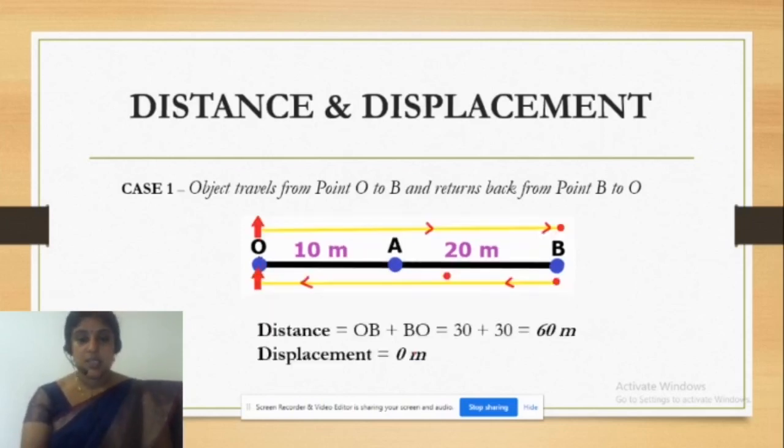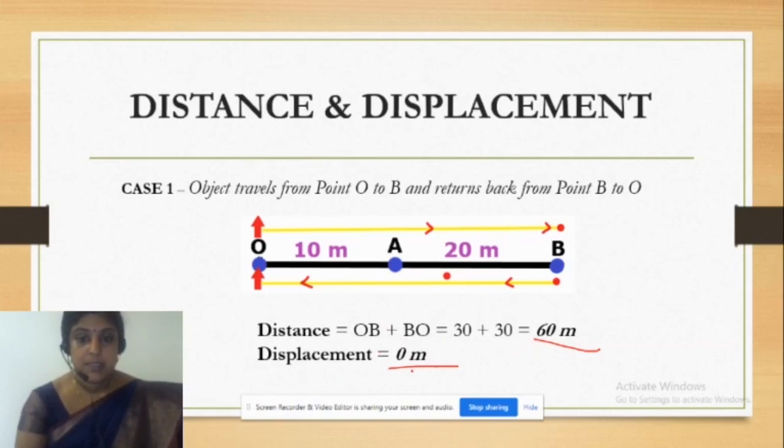So in this case, we can see that distance is 60 meters. At the same time, displacement is 0 meters. Did the object actually travel? In total, yes, the object did travel 60 meters, but the displacement is 0. What is displacement? It is the shortest distance between the initial and final position.